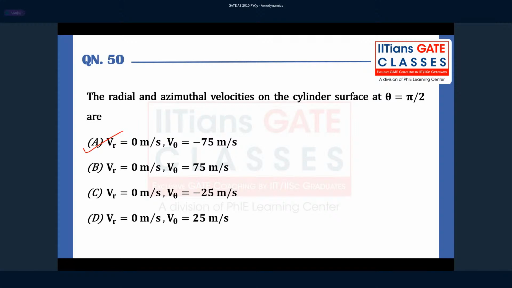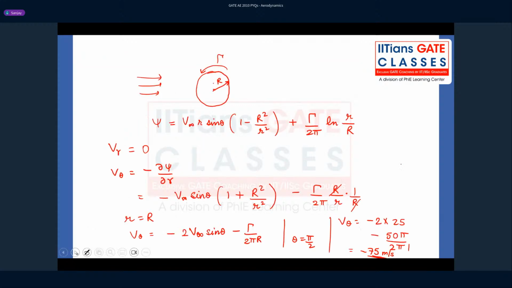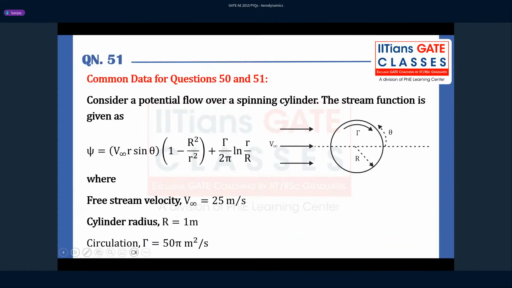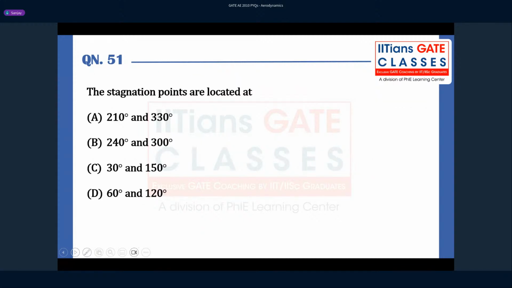All right. Let's now move on to the next question. Next question is a similar one. So it was a linked question. You have a common question and there are two subparts, right? So we have finished the first subpart. The second subpart is: the stagnation points are located at which location.